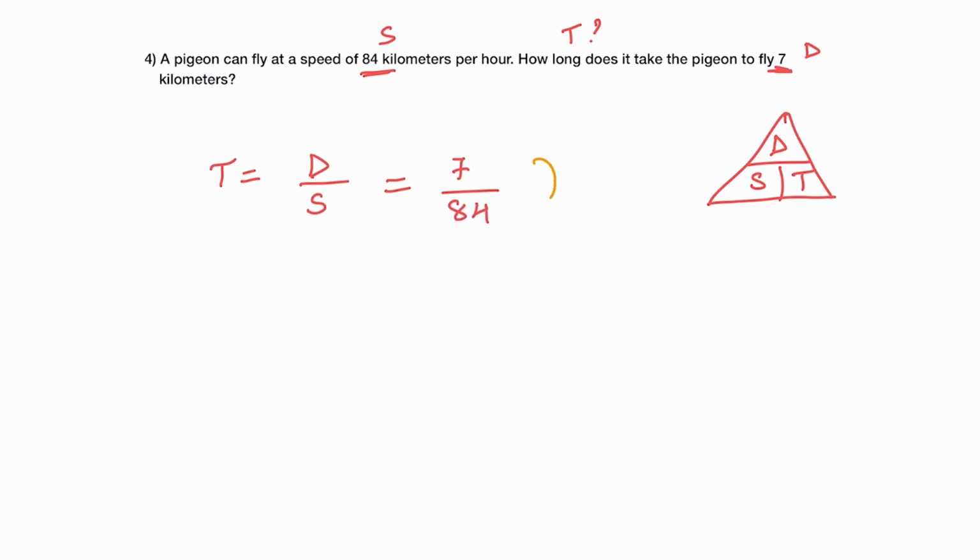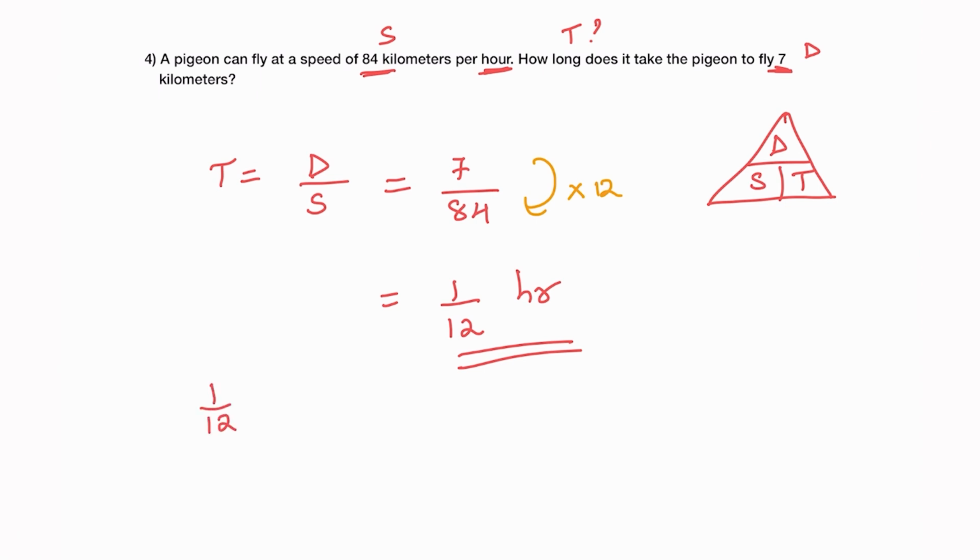And we know the times tables. 7 to 84 is what? Times? Yes, it is times 12. Okay, so we say that this is going to be 1 upon 12 and the unit will be hours. Okay, so 1/12 of an hour. And if you want it as minutes, you can convert it, but we're not asked to do that, right? But if we want to, let me just show you. Gaining knowledge is always good, right?